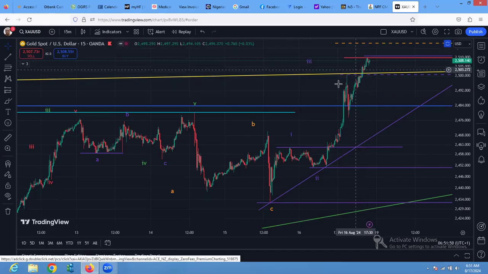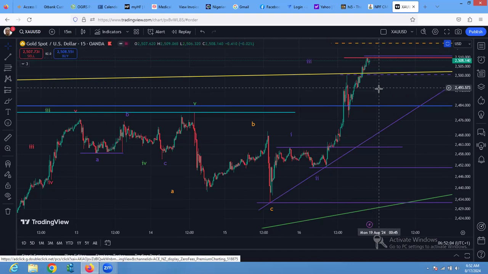The best we can do for now is not to join this anywhere, because we are approaching the end of a most likely ending structure. All we can do is wait for this to probably complete 5 waves and give us a deeper correction, and that correction may walk up to around between here and here, if it's going to happen.